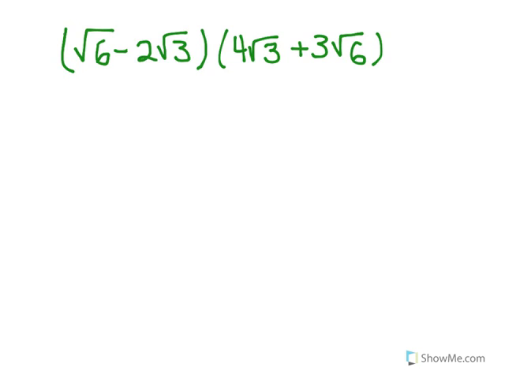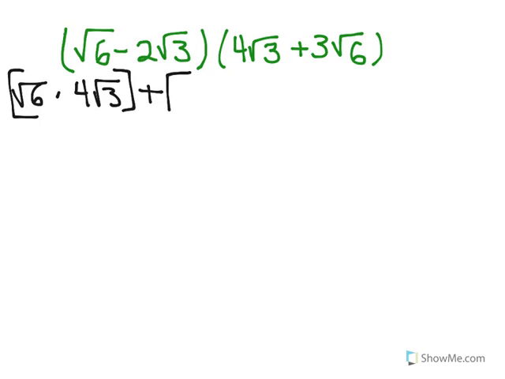In this next example, we're going to show FOIL of radical expressions. So FOIL, remember, is the product of the first terms. So we'll have radical 6 times 4 radical 3, plus the product of our outer terms, so that's radical 6 times 3 radical 6.